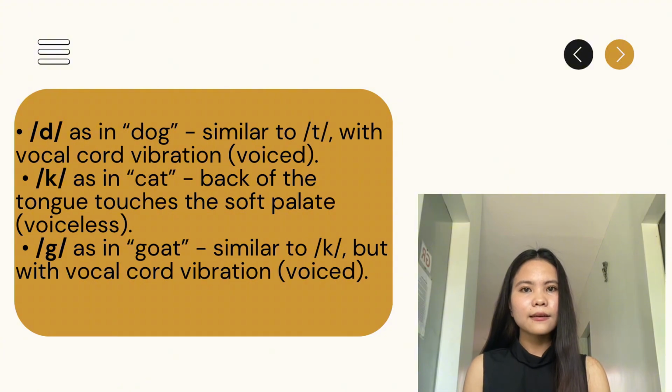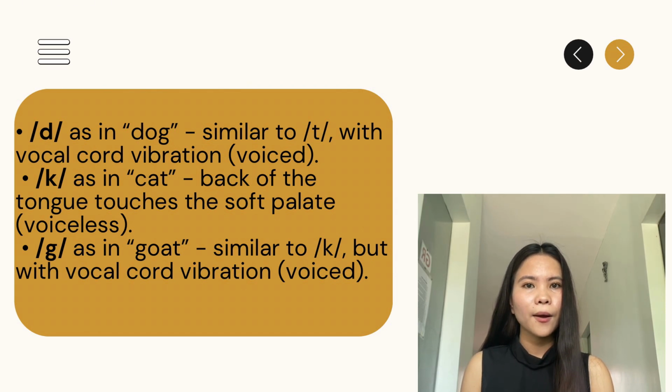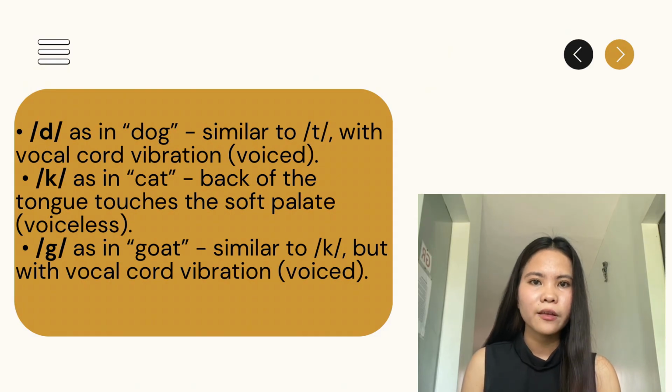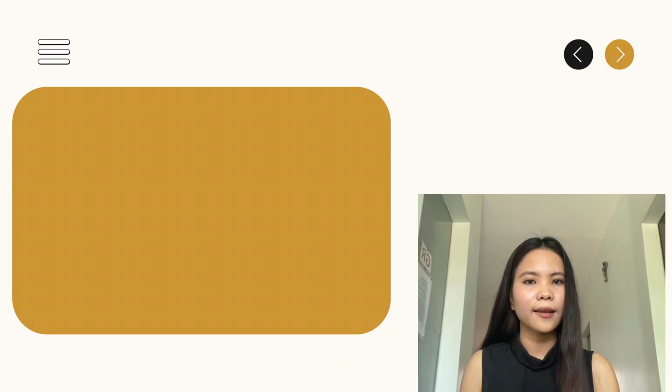Ka as in cat, the back of the tongue touches the soft palate. Ga as in goat, similar to ka but with vocal cord vibration. Each of these stop sounds has its own unique position in the vocal tract and can either use the vocal cords or not. As we go farther, we will see how other manners of articulation shape airflow in distinct ways to create the variety of sounds we use in language.